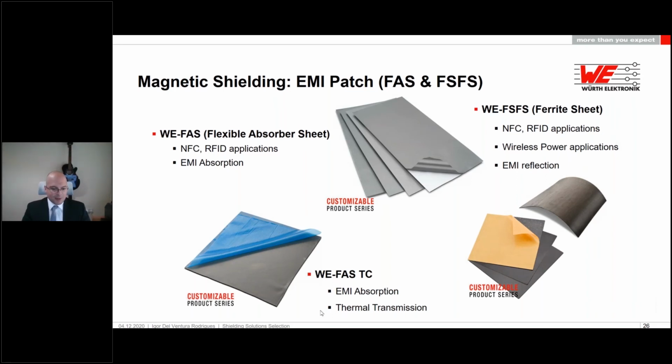And last but not least, we have here WE-FASTC. TC stands for thermal compatible. So this ferrite absorbing sheet has a special characteristic: it will not act just as EMI shielding, but it will also have good thermal transmission as well. So it will keep your components cool.